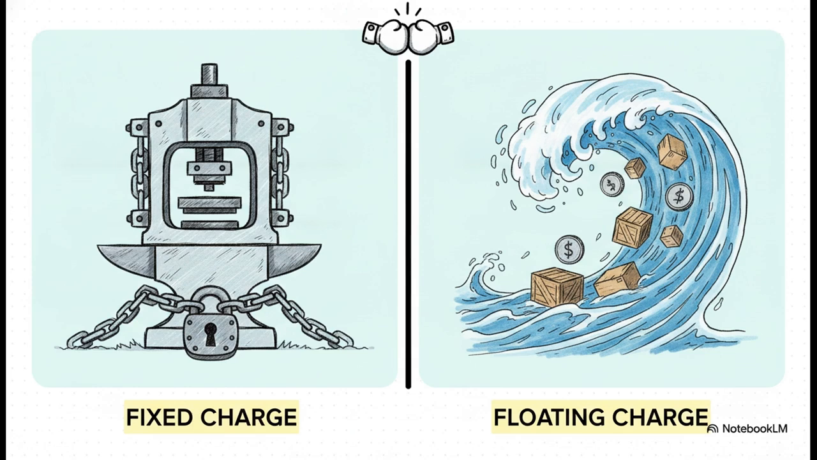On the flip side, a floating charge is created on fluctuating assets. Think of your daily raw materials, your stock in trade, or your debtors. You are perfectly permitted to use them for your day-to-day trading. So to remember this, a fixed charge is tied down heavily like a massive factory machine, whereas a floating charge flows dynamically, just like your ever-changing daily stock.